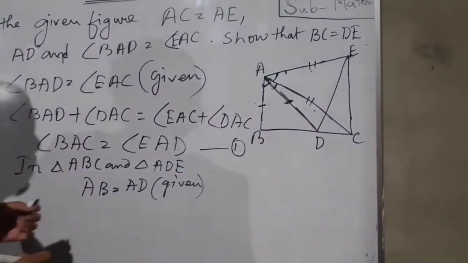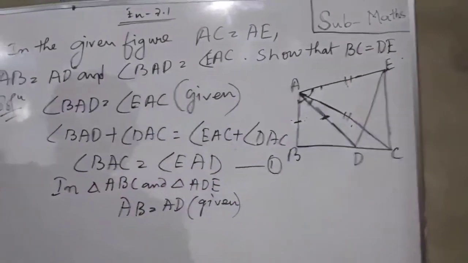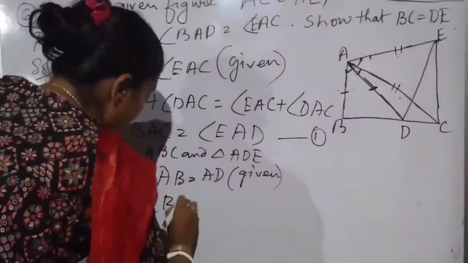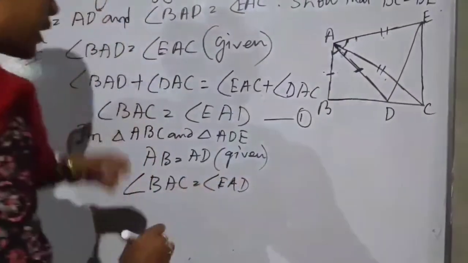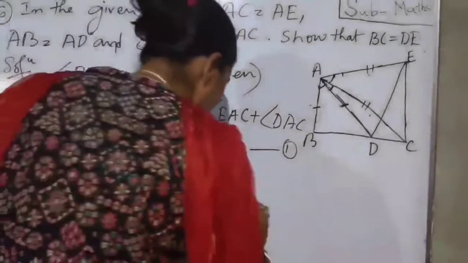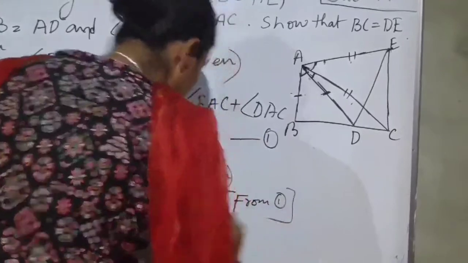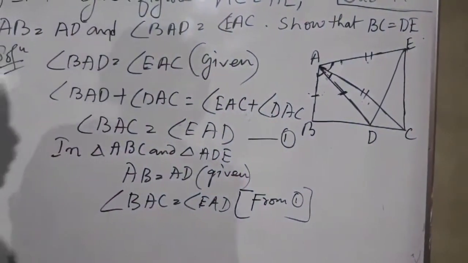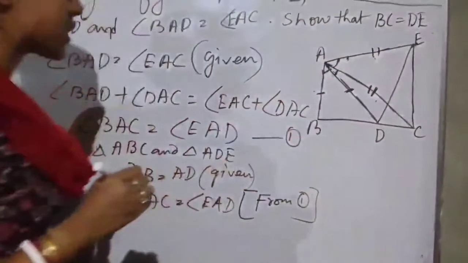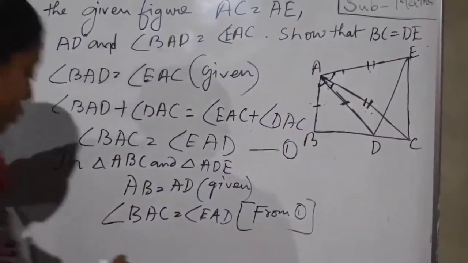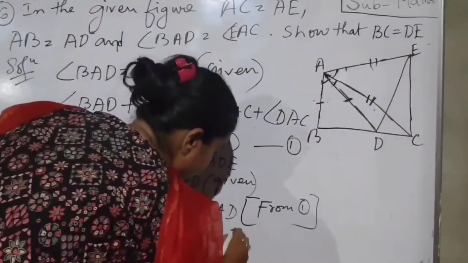Again, we can write what we got in equation number 1. We have given this in equation number 1. So we will write angle BAC equal to angle EAD from 1. Okay, so we need another thing. This one is also given: AC equal to AE is given equal. So you will write AC equal to AE. This is also given.